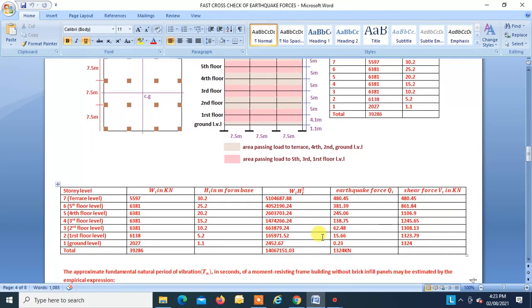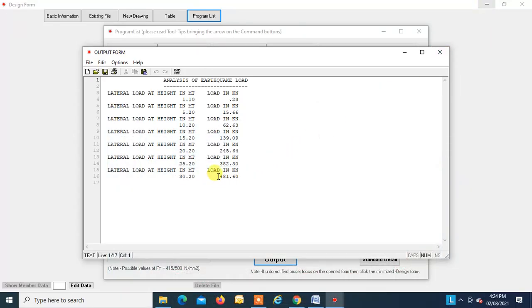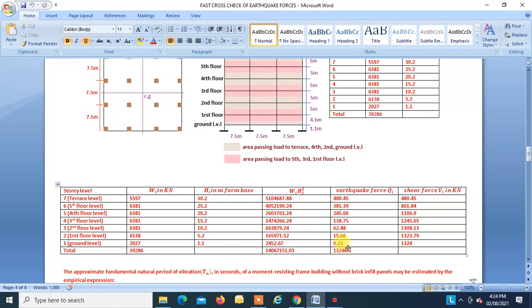Over here we get 480.45 at terrace level, that is, 30.2 is the height, right? And over here we get 481.6. A slight difference is coming because we have considered this as a rounded figure, that is 1324, actually it is 1323 point something, right?